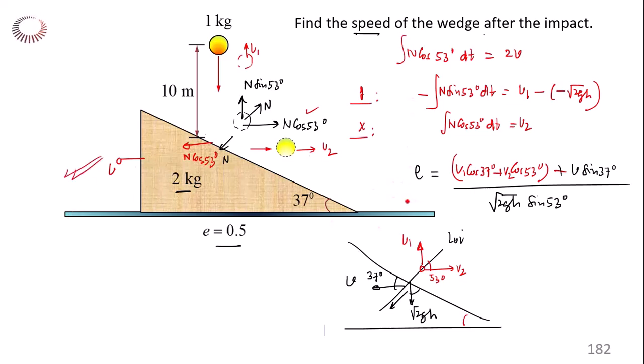So this is a typical problem where you have to apply the concept of the impulse-momentum relation along with the equation of e. And mind it, whenever you are writing the equation of e, it has to be written only along the line of impact.